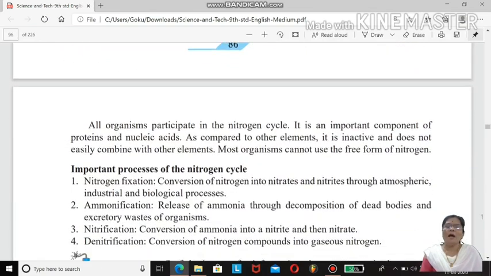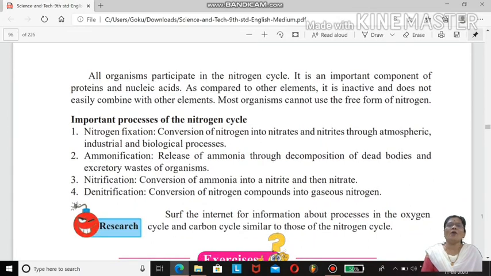Students, we saw in the oxygen cycle that oxygen is highly reactive and combines with the elements. All the organisms participate in the nitrogen cycle and it is an important component of our proteins and nucleic acids. As compared to the other elements, it is inactive and does not easily combine with the other elements.